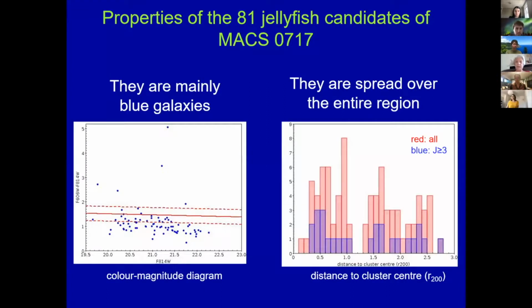So if we look at the properties for MACS J0717, we can see that they're mainly blue galaxies. On the left, you have a color magnitude diagram. In red, you have the main sequence, which was defined several years ago, and in fact, where the galaxies were extracted to draw the density map that I showed before. And on the right, you have the histogram of the distances to the cluster center.